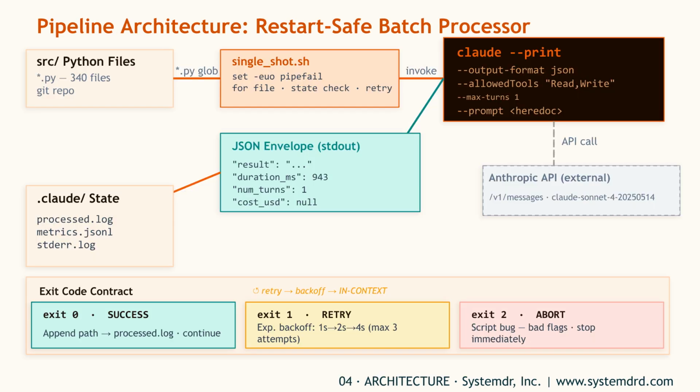Walk through this left to right. This is the complete picture of what we're building in this lesson. The src directory on the left is your file corpus, 340 Python files. Your batch script iterates them, but not blindly.